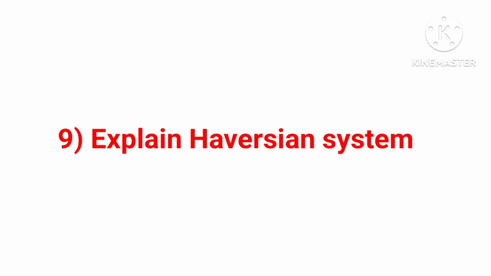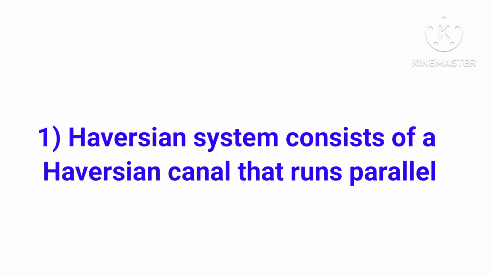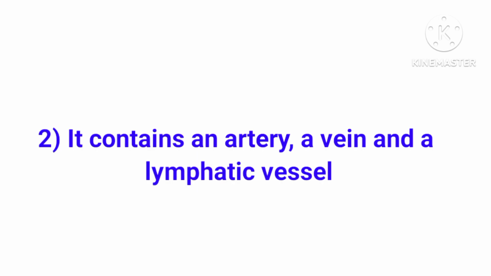Today I am explaining you ninth one. Explain Haversian system. Haversian system consists of a Haversian canal that runs parallel to the marrow cavity. It contains an artery, a vein, and a lymphatic vessel.